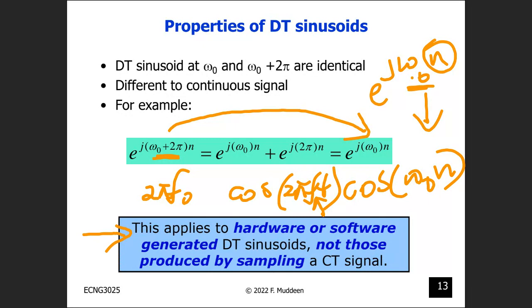In the case of the discrete time, if omega is 0, it starts off at one place. But if I keep increasing omega, so omega plus 0.1, 0.2, 0.3, all the way up, as soon as omega crosses the value of 2 pi, it flips back around to just omega 0 again.